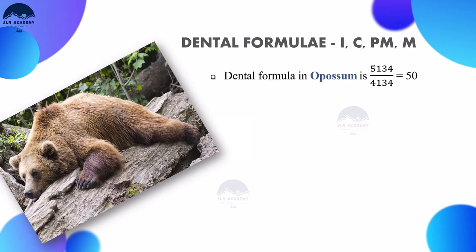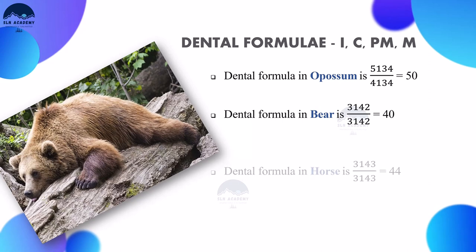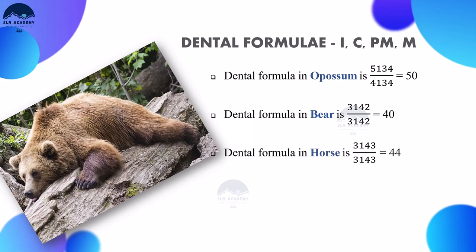Dental formula in opossum is 5134 by 4134, which is equal to 50. Dental formula in bear is 3142 by 3142. In total, 40. Dental formula of horse is 3143 by 3143. In total, 44.